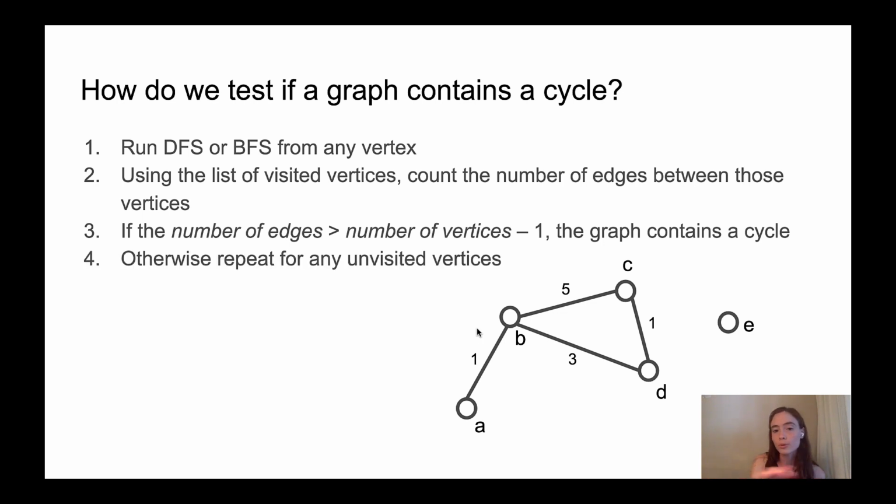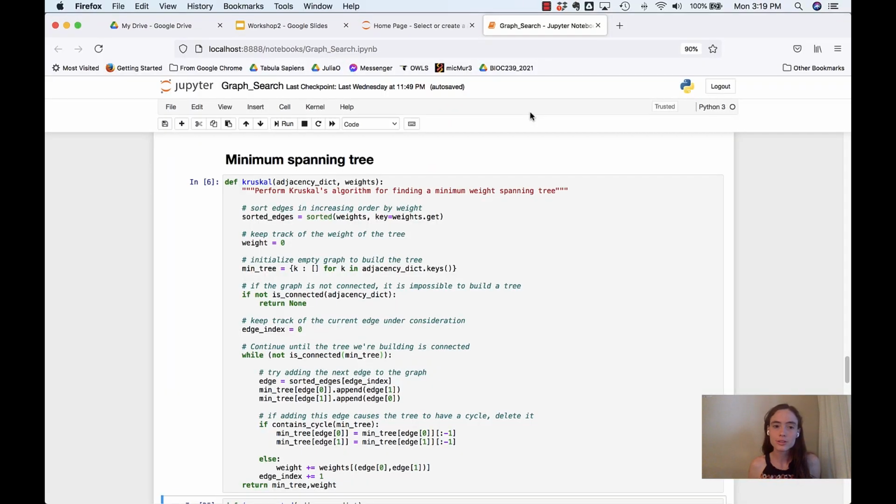This whole procedure is repeated for each vertex that hasn't been visited yet, and that lets us see whether each component contains a cycle. Once we find a cycle in any one component, we know that the graph contains a cycle, and so we can stop the algorithm. Now let's look at the code for Kruskal's algorithm.